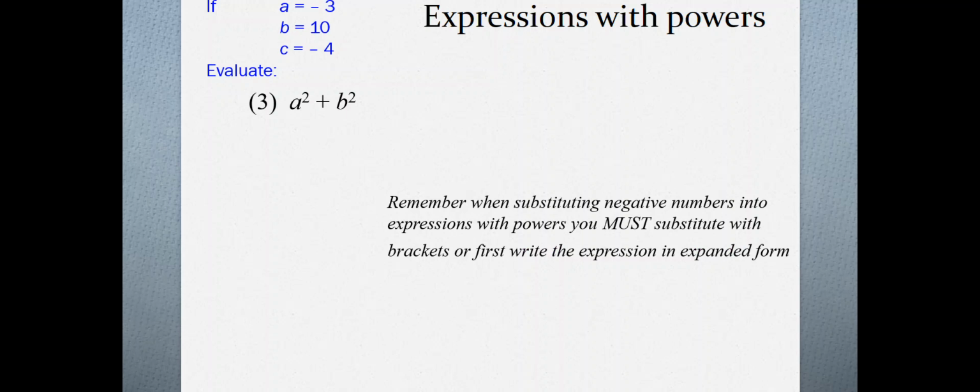Okay, our next expression involves expressions with powers. So we can see we have, in this case, a squared, so a to the power of 2, and b squared, which is b to the power of 2. And we're still going to be using the same values for a, b, and c. Now, this is where it's really important to remember that when substituting negative numbers into expressions, you must substitute with brackets or first write the expression in expanded form. So I'll show you what I mean by that. But please have a go first.